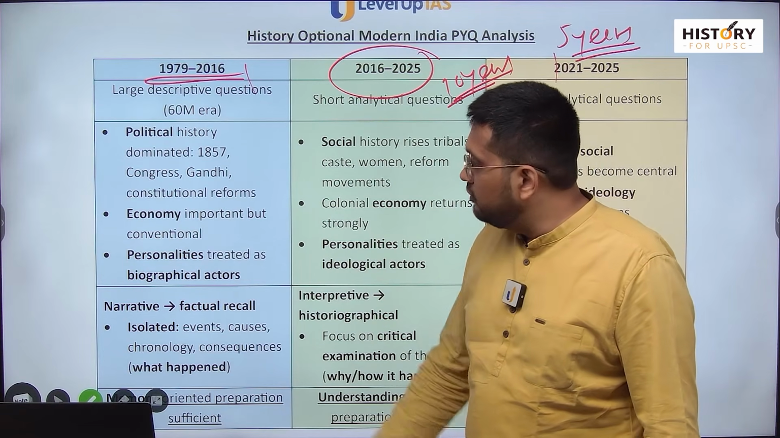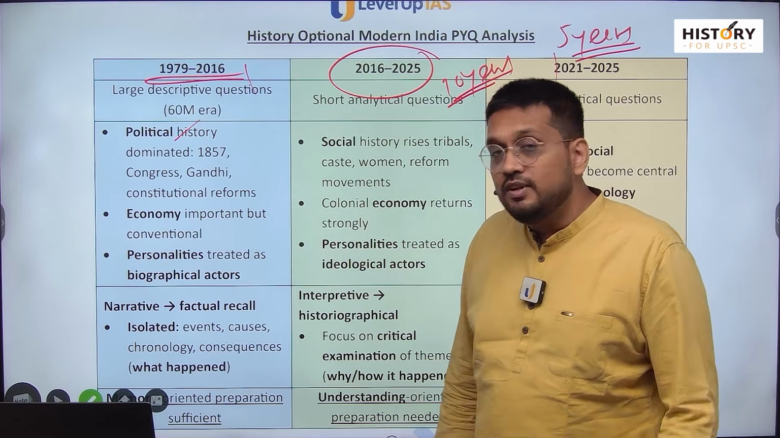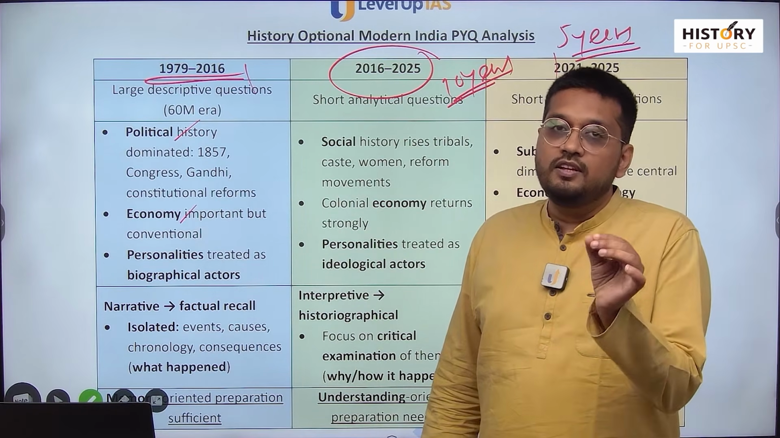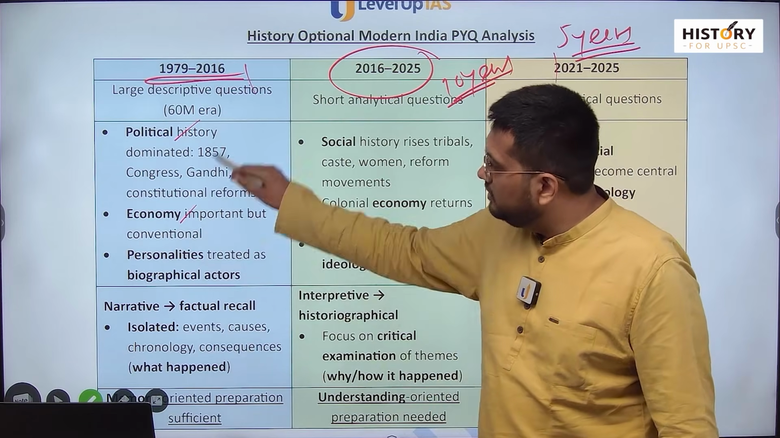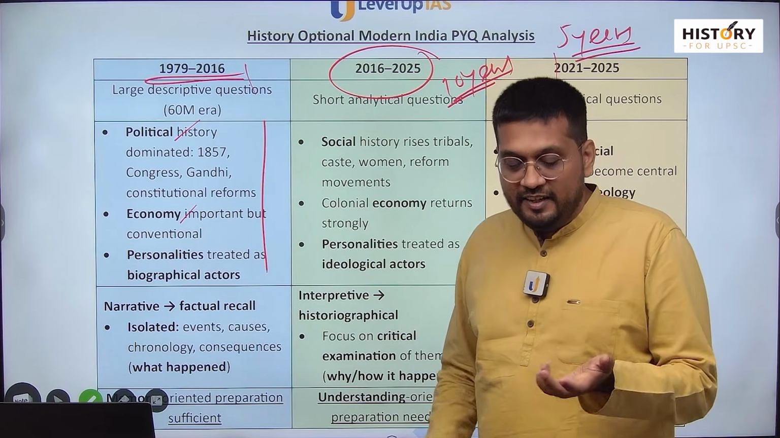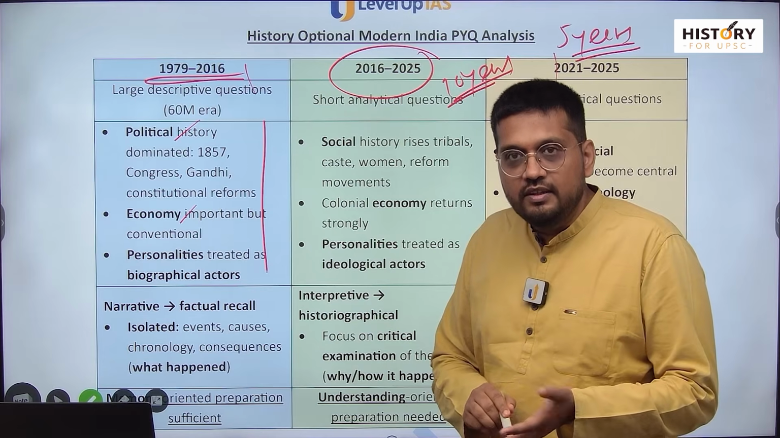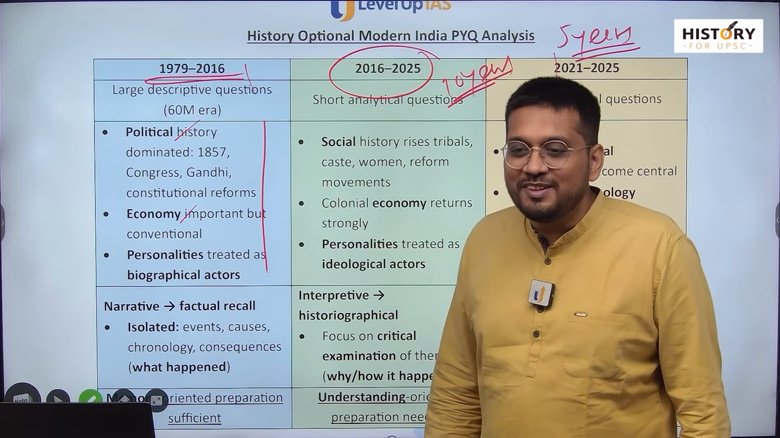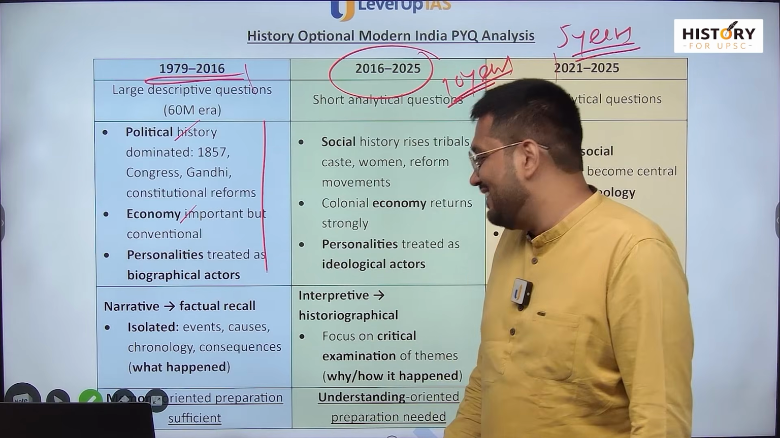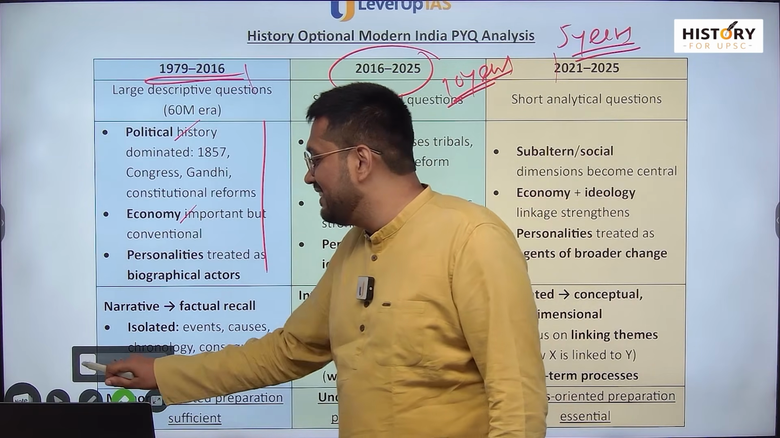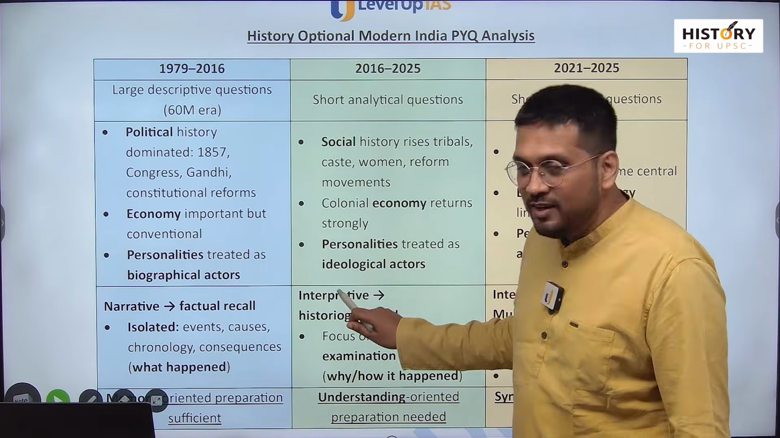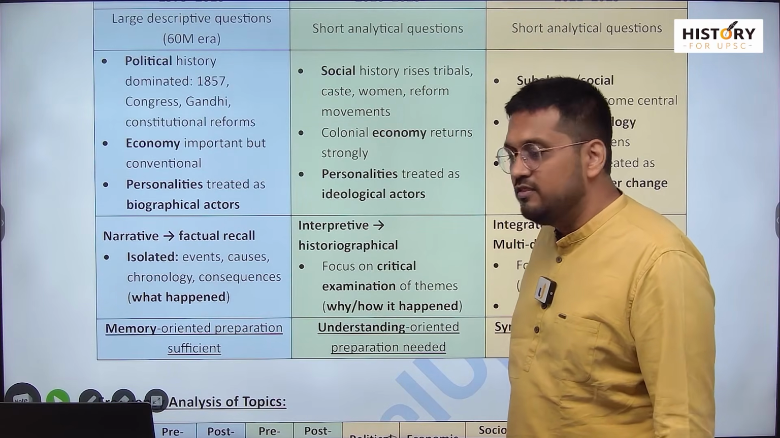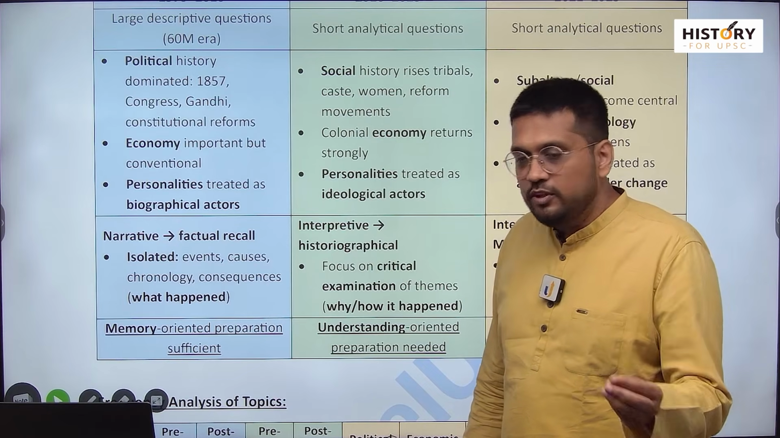The older questions focused on political history. They focused on very conventional economic history, and they focused on personalities as individual actors. It was full rattafication, narrative based and fact based. I think we were born a little late; had we been born 20 years earlier, becoming an IAS would have been much easier. These were isolated events and narratives: events, causes, chronology, consequences, what happened. That's all. It was memory based.